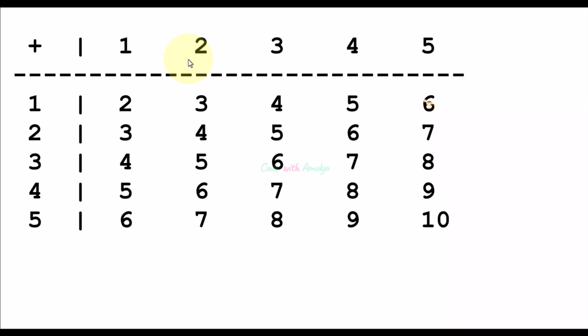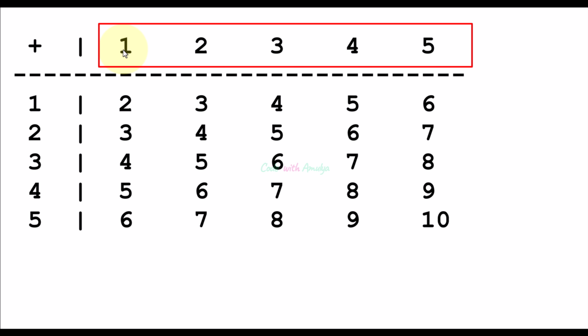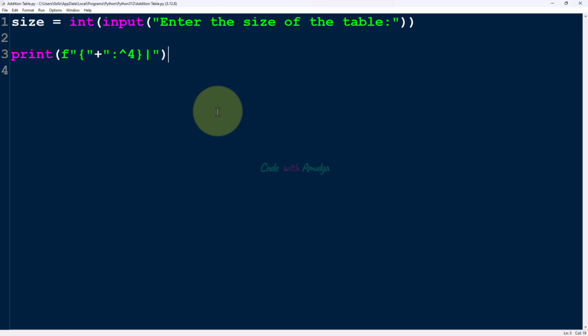And next, let's write the code for section 2. Here we want to print column numbers like this, 1, 2, 3, 4, 5. Here 5 is the size of the table. Column number starts with 1. For that, I'll use a for loop, and here I'll take the variable name as column number in range. I'll use the range function 1 to size plus 1. If size is 10, then I'll get the column numbers from 1 to 10. If size is 5, I'll get column numbers 1 to 5 like this.